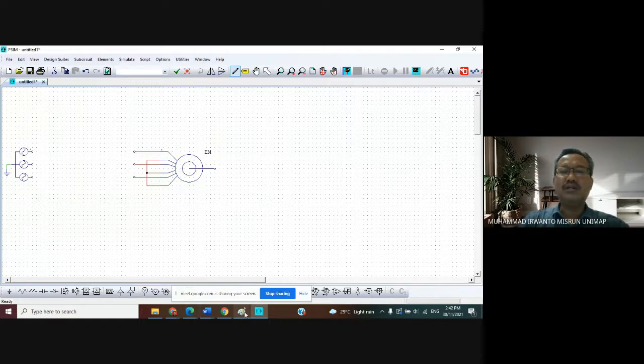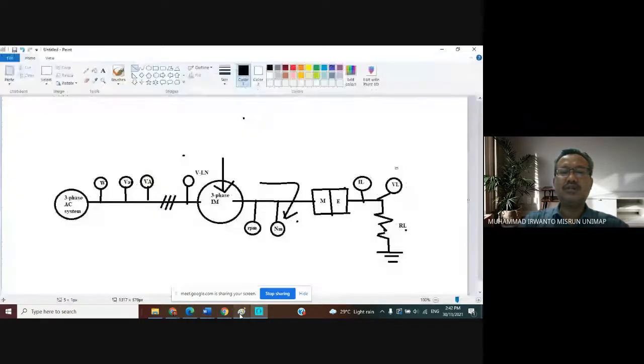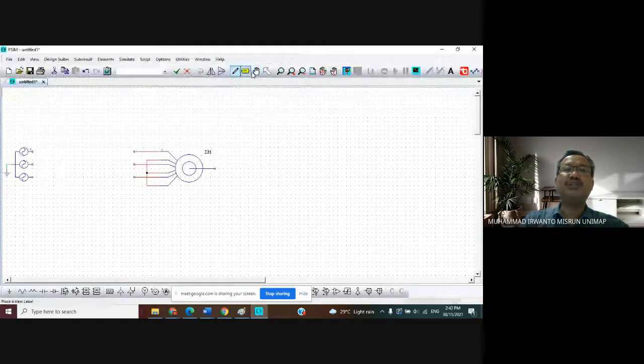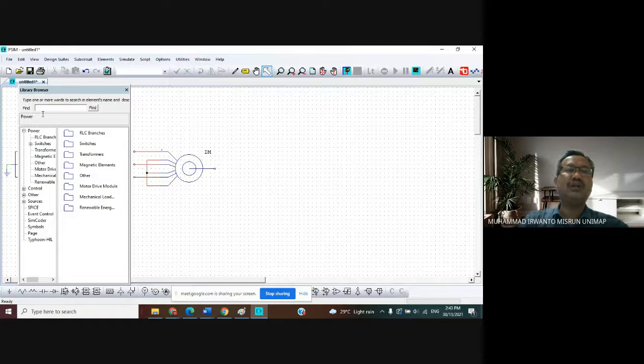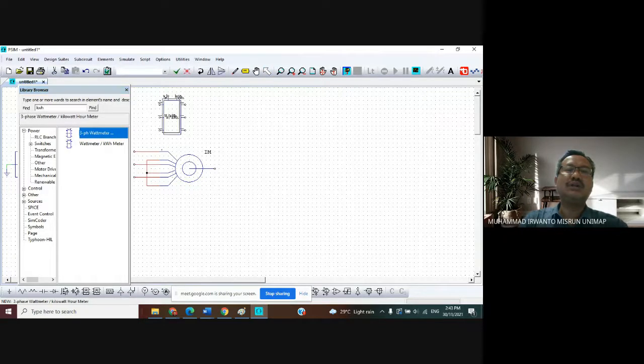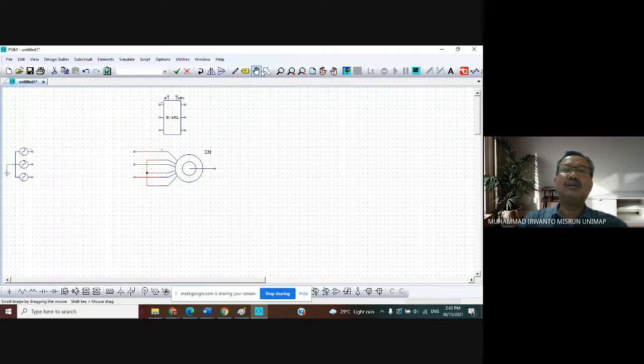And then in here, following this one, we need a wattmeter, var, and also VA meter. For the wattmeter, for example, I want to find it by clicking menu view, then click library browse, and then I can type in here kilowatt hours. Now it will appear in here. It is for the three-phase. Like that, and then place it here.